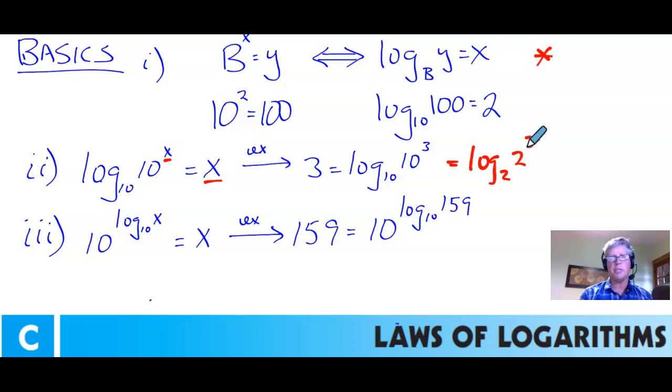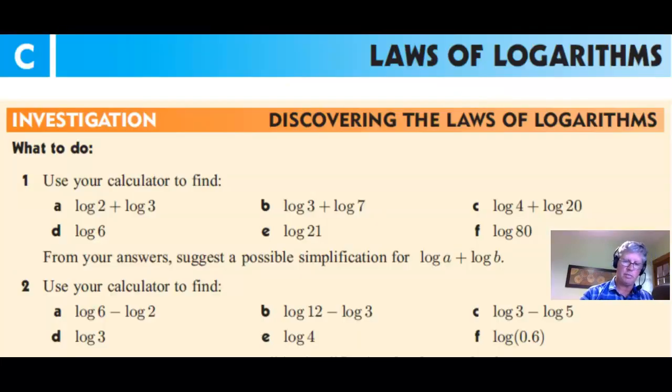This is a little bit more obscure. I'm still using the idea of plugging the logarithmic function into the exponential function. Those are inverse functions, so they should undo each other, and we should end up with x, and we do. So 159 can be written as 10 to the log base 10 of 159. Awesome. So, laws of logarithms.